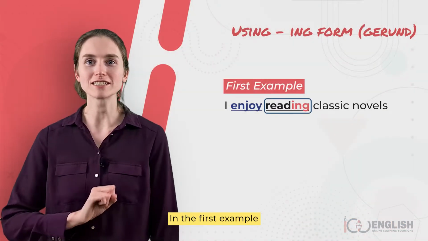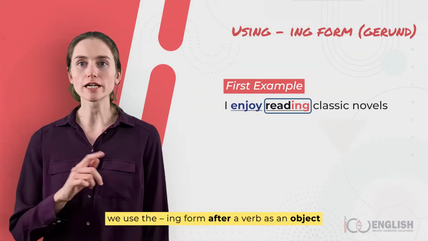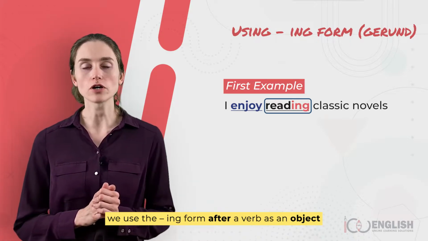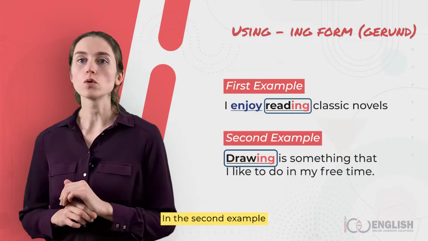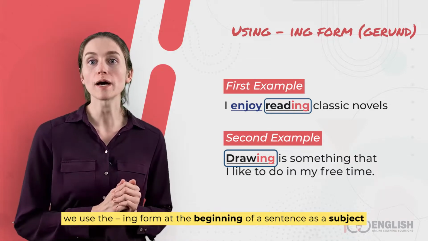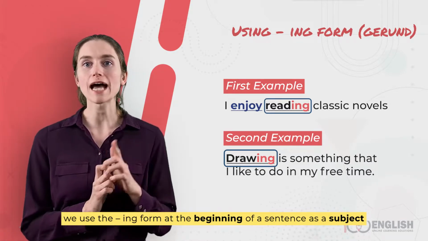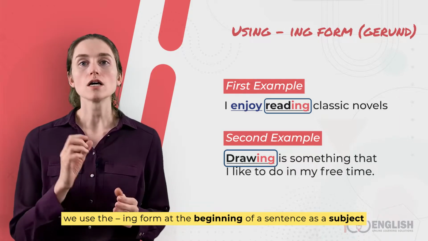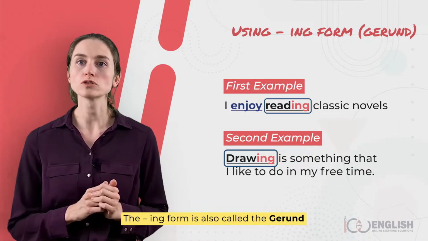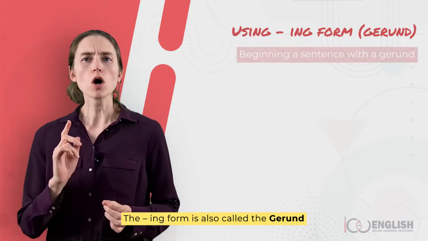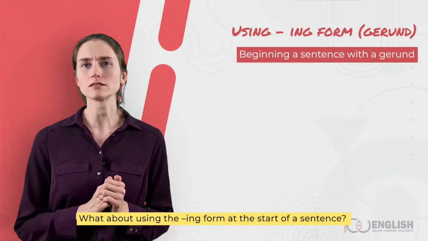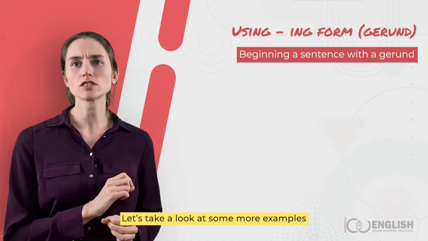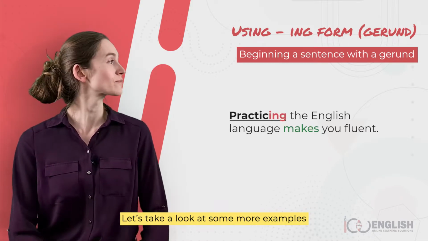In English, we use the ing form in different ways. In the first example, we use the ing form after a verb as an object. In the second example, we use the ing form at the beginning of a sentence as a subject. The ing form is also called the gerund. What about using the ing form at the start of a sentence? Let's take a look at some more examples.